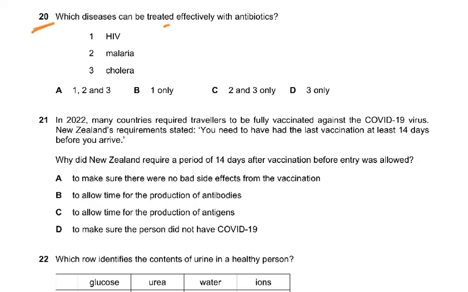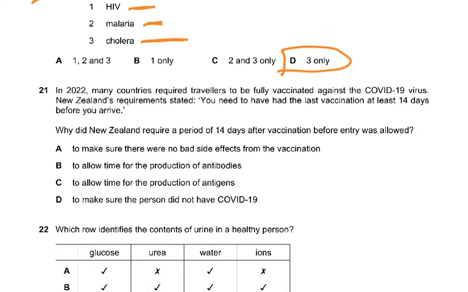20. Which disease can be treated effectively with an antibiotic? Antibiotics only kill bacterial diseases. HIV is a virus. Malaria is caused by Plasmodium, which is a protoctist, which is not a bacteria. It's a eukaryote. Cholera is a bacterial disease, so it will be only 3, which is treated by antibiotics.